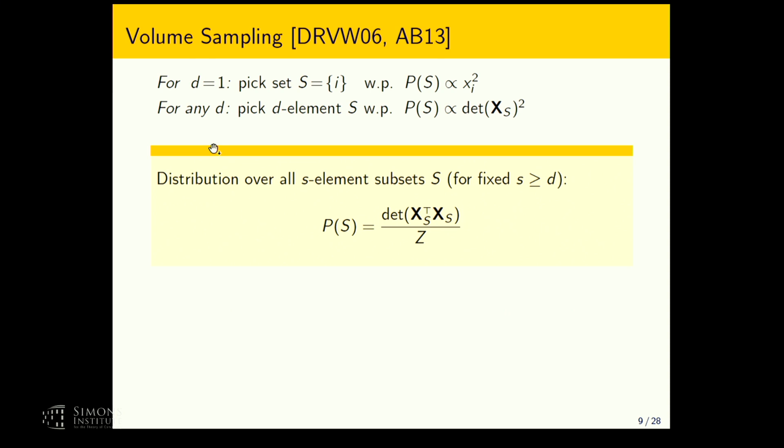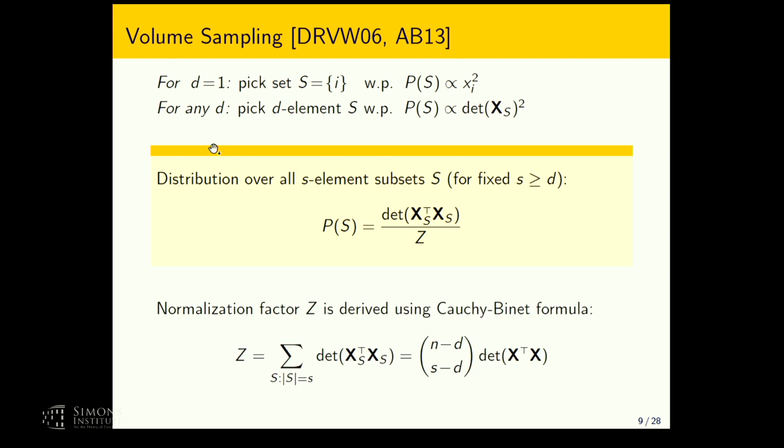For size d, it first appeared in a paper by Deshpande, Rademacher, Vempala, and Wang. And then the extension to larger than d appeared in Avron and Boutsidis' paper. So there's this normalization here, the Z, right? We're sampling proportionally to the determinant of X_S transpose X_S. What is the normalization? It's easy to derive using the standard Cauchy-Binet formula, which tells you the sum over all determinants of those submatrices. That turns out to be a factor times the determinant of the X transpose X matrix.